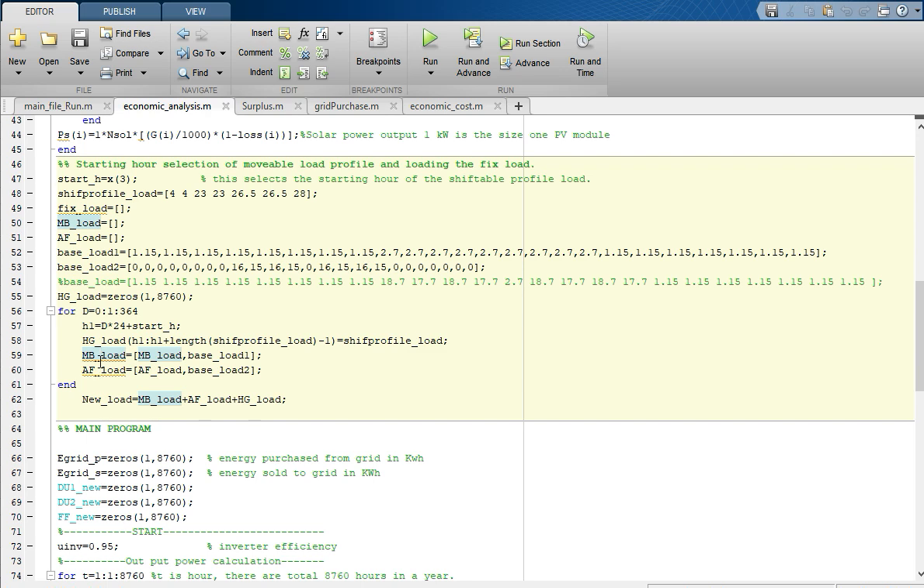If we multiply 24 by 365, then the answer will be 8760. So the hours in a year are 8760. These two lines are just to convert the 24-hour profile to an annual profile. It will keep repeating, and this base load will be appended after each 24 hours to this MB load and to this AF load. So these are the fixed loads. We have no choice to reschedule them.